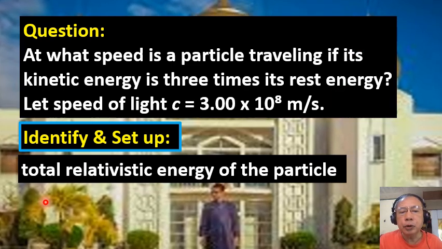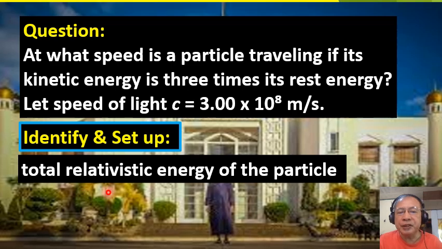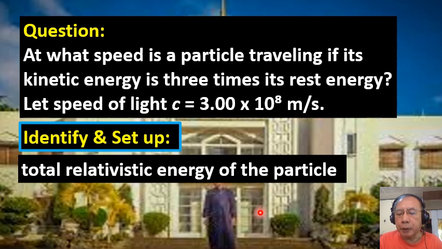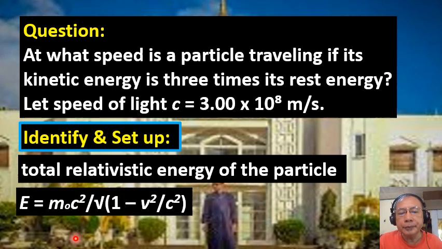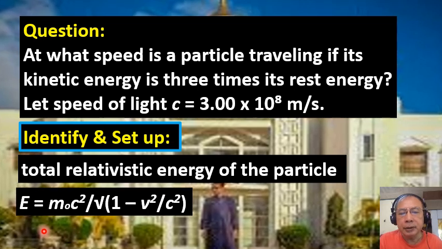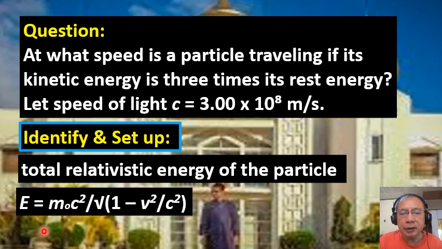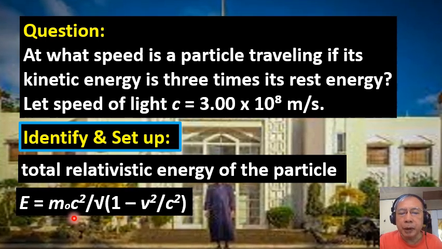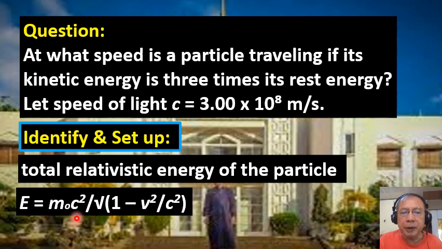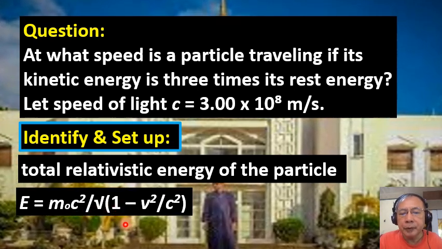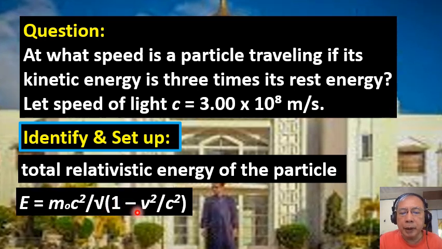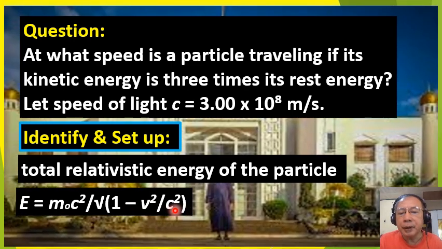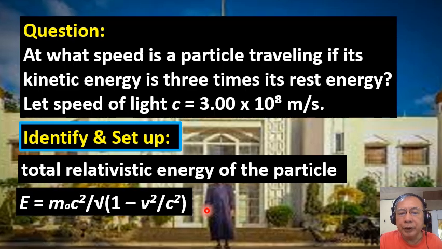Right? So, for our solution, we first define or express the total relativistic energy of the particle, denoted here by capital E. So this total relativistic energy, capital E, is just equal to the product of the rest mass of the particle times the speed of light, divided by the square root of 1 minus v squared over c squared, which is also known as the reciprocal of the Lorentz factor.